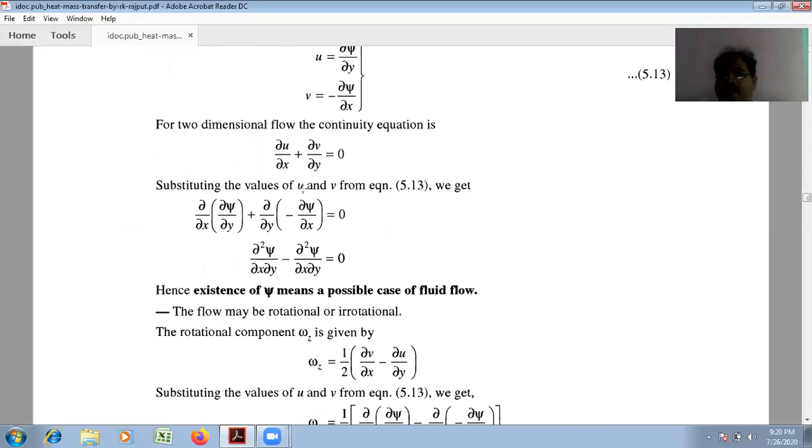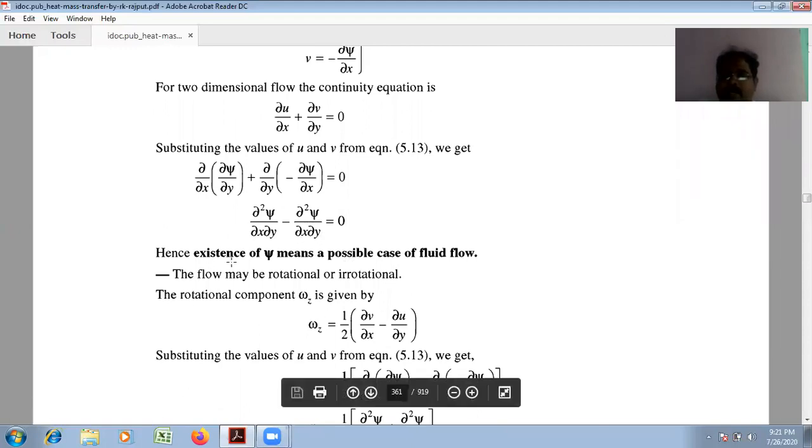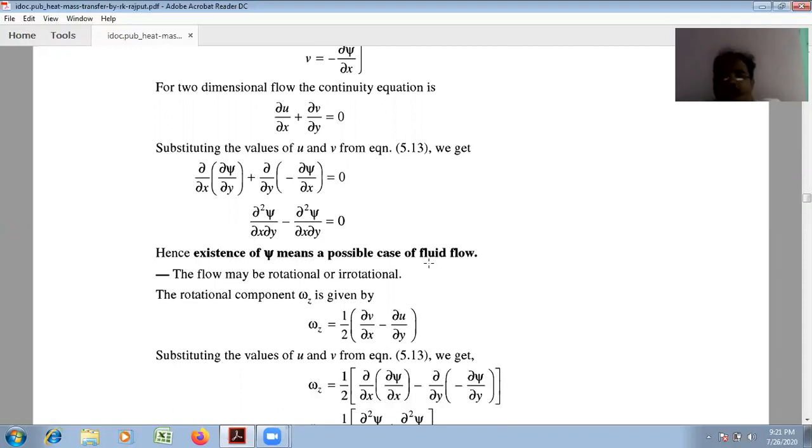When we substitute the values of u and v in equation 5.13, we get ∂/∂x of (∂ψ/∂y) plus ∂/∂y of (−∂ψ/∂x) is equal to 0, or ∂²ψ/∂x∂y minus ∂²ψ/∂x∂y is equal to 0. Hence, the existence of ψ means a possible case of fluid flow, and the flow may be rotational or irrotational.